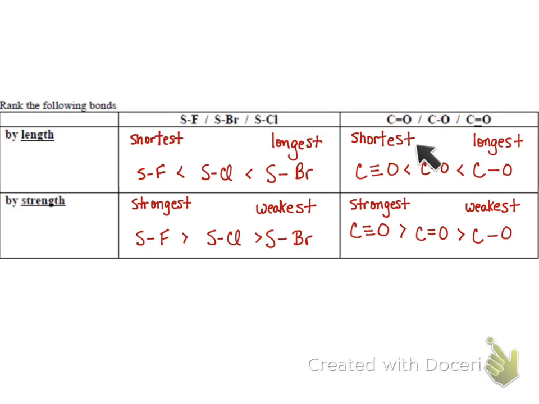We compare single, double, and triple bonds. For CO, the shortest is the triple bond. The single bond is the longest. The strongest bond is the triple bond. The single bond is the weakest.